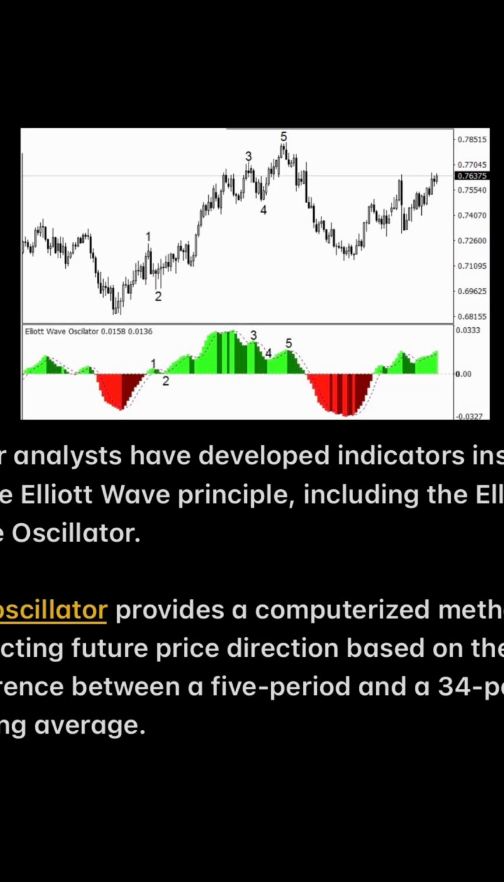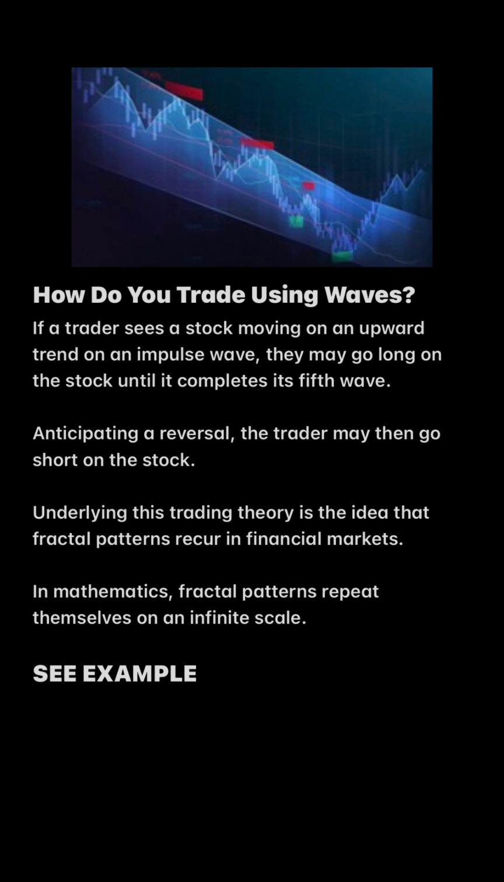And there's a closer image so you can see how the oscillator rolls with the top chart in the identified wave pattern. You've got the 1, 2, 3, 4, and 5. They don't have the ABC for the corrective side of the house, but you've got the wave side of the house, or the impulse. Now, when we're talking about how we're using these to trade, if a trader sees a stock moving in an upward trend or an impulse wave, they may want to go long and ride the stock, right? Ride the wave until it completes its fifth wave.